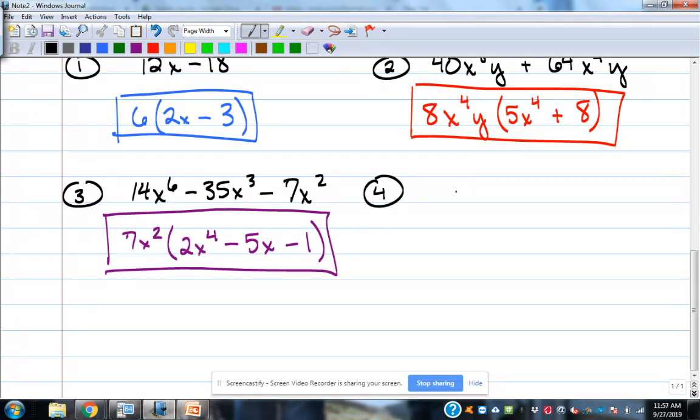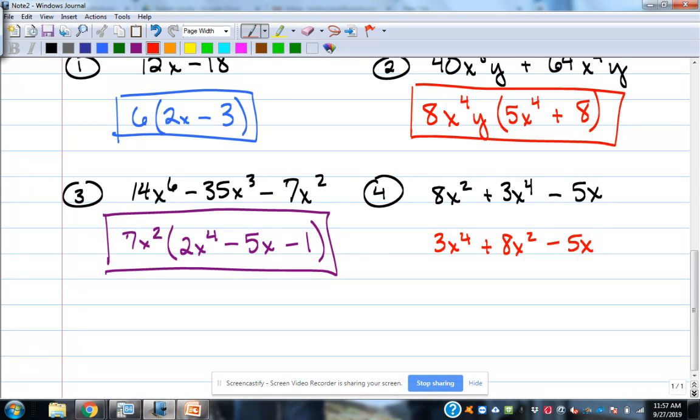Let's do this one. 8x squared plus 3x to the 4th minus 5x. What's wrong with that one? Not in descending order. Okay. What you got to go first? 3x to the 4th plus 8x squared minus 5x. He was in the right spot. Everybody else was in the wrong spot.